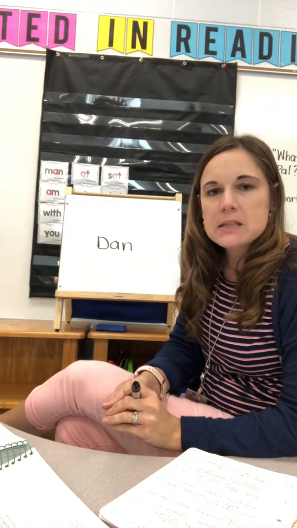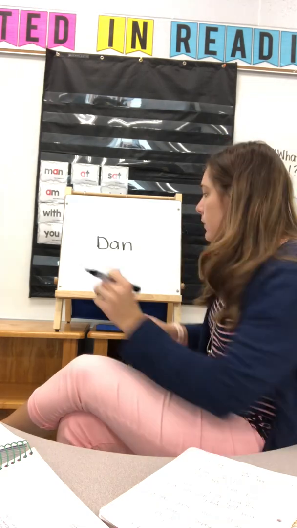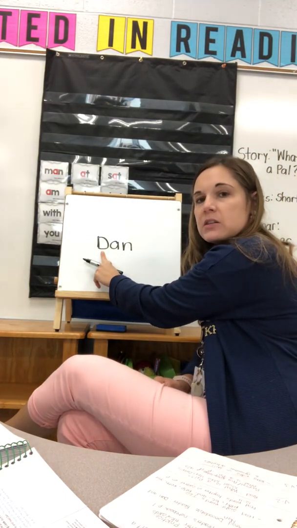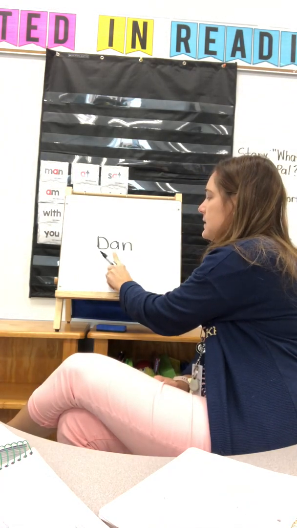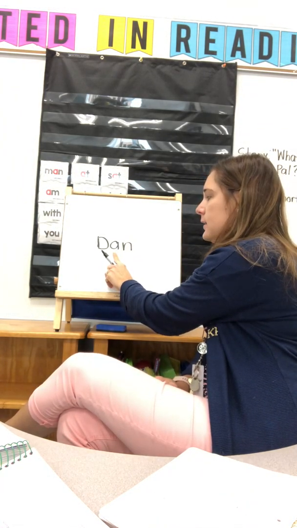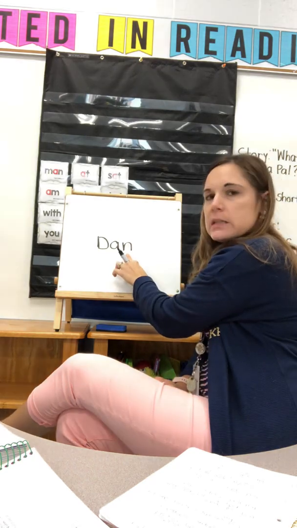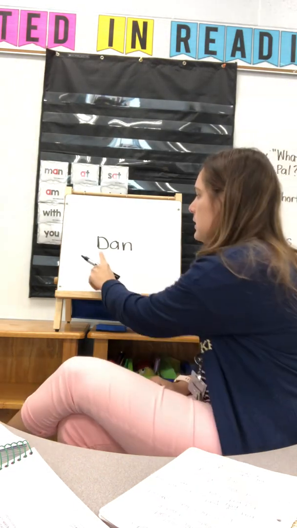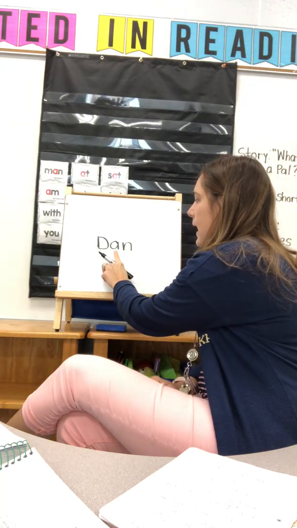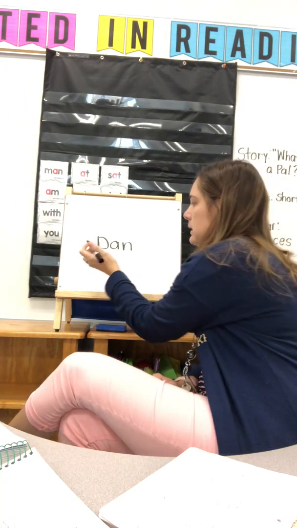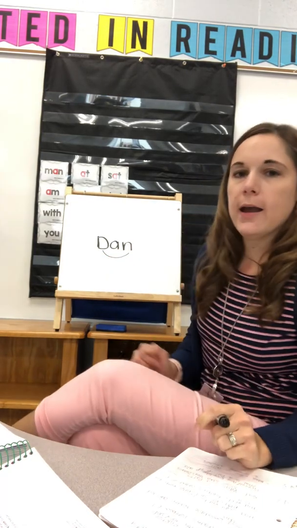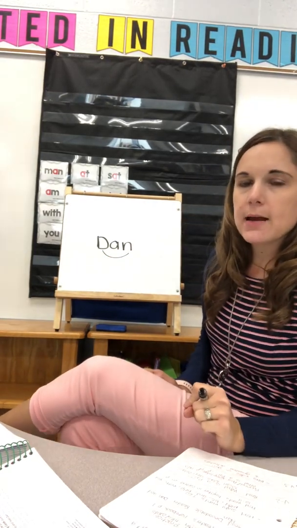We're going to blend the sounds for the word Dan. Our first letter is D. D says D. A says ah. And N says nnn. So we're going to start at the beginning of our word. D, ah, n, Dan. Okay, so our word says Dan.